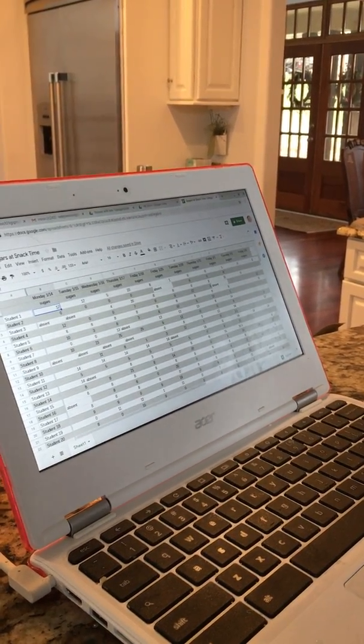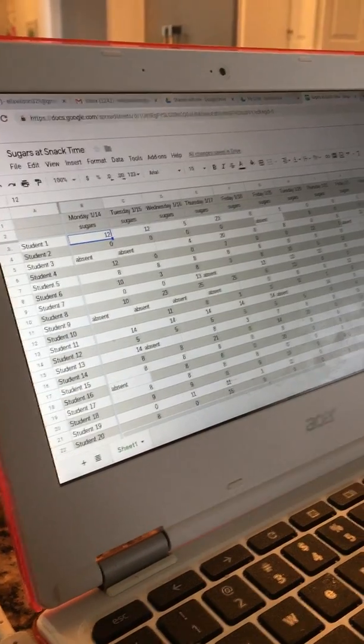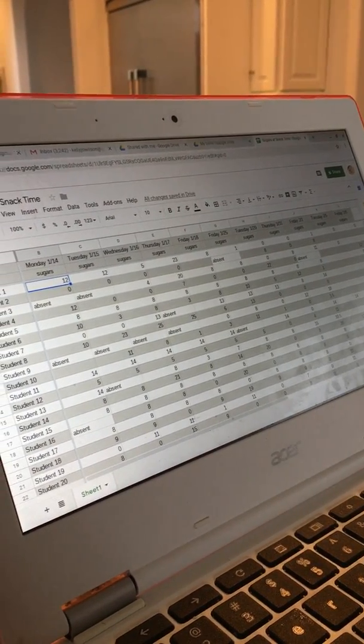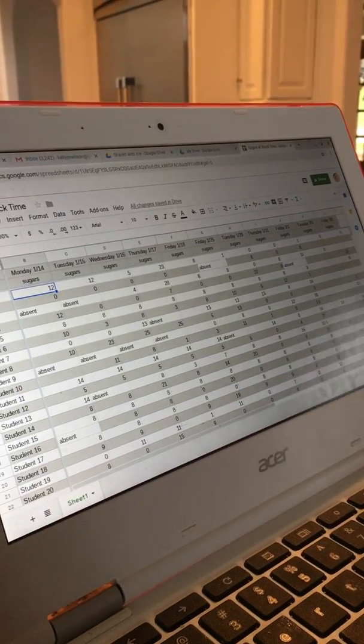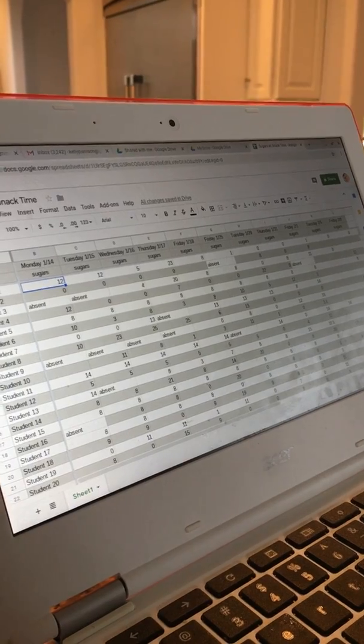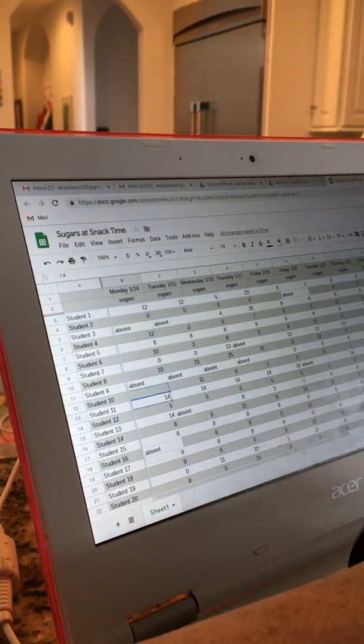21. But I see 3 were absent on that day. See the 3 absent people? No, if they didn't want to eat snack, what did we put? Look at it again. What did we put if they didn't want to eat snack? Think about the days you didn't want to eat snack.